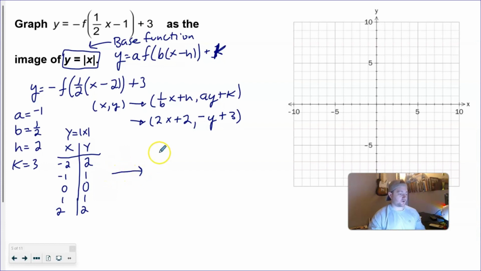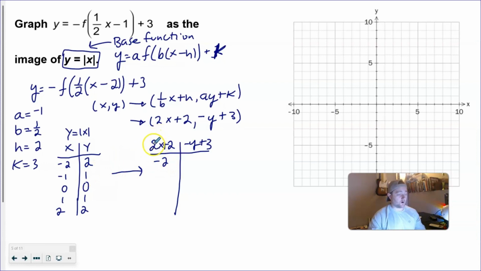Then we're going to use the mapping rule to go ahead and transform those points. With the mapping rule, all you do is take your x values and run them through the x part of the mapping rule, and take your y values and run them through the y part of the mapping rule. So -2 times 2 is -4, plus 2 is -2.